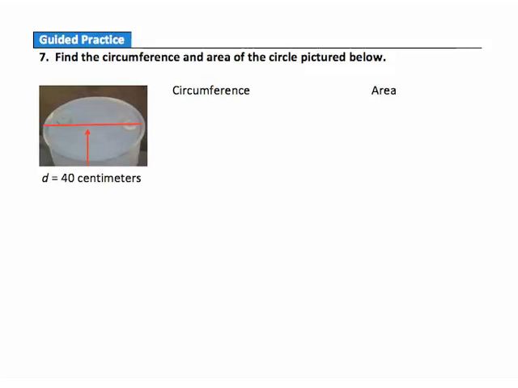Now it's time to check your understanding of finding the circumference and area of a circle. Hit pause on your video player and answer this guided practice question. When you're done, hit play to see how you did.